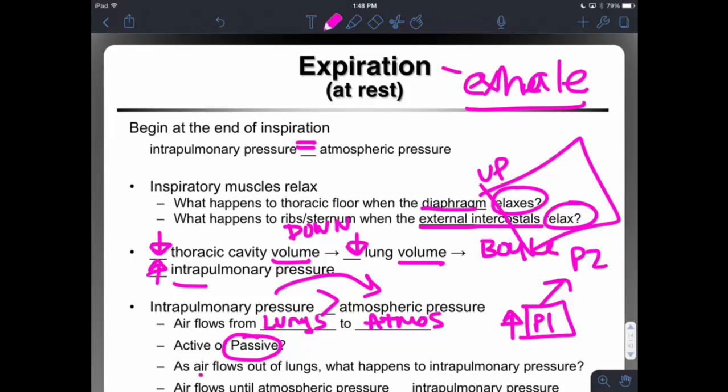And as air moves out of the lungs, as gases are leaving the lungs, the intrapulmonary pressure will start to drop. And eventually, the pressure in the lungs will drop to a point that the atmospheric pressure and the intrapulmonary pressure are again equal, and there's no more pressure gradient, which means air stops coming out. So you end up back at equilibrium again, and ready for another inspiration.